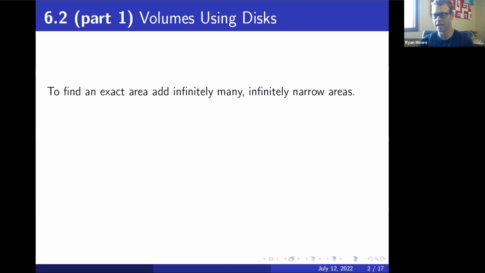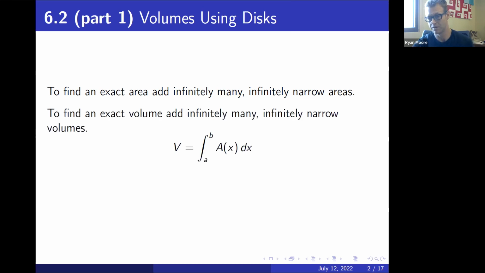If that's the way we would find area, then how do we take it to the next dimension to find volume? It's actually a very, very similar approach. To find an exact volume, we add infinitely many, infinitely narrow volumes. So we think of all of these infinitely thin volumes. When we add them all together, they're going to create a three-dimensional shape. And we'll end up finding the volume of that three-dimensional shape.